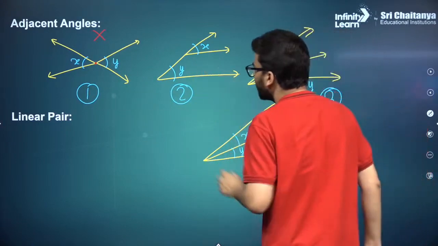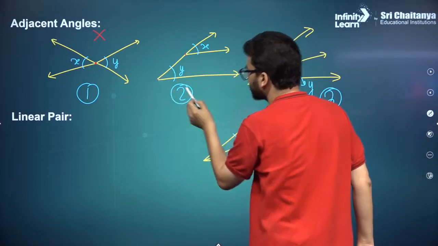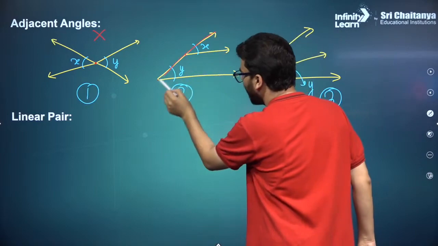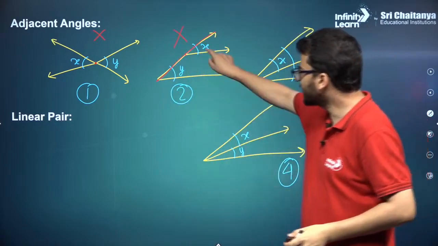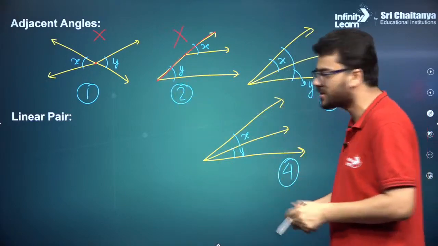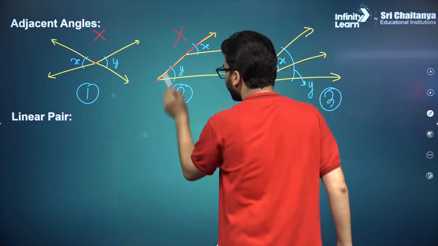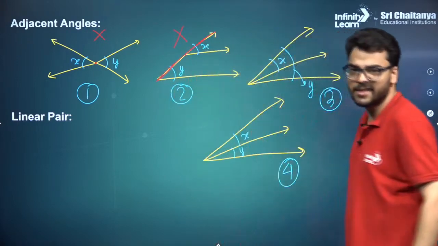Now in this case, these angles x and y do not have a common vertex. They have only a common arm. So therefore, these are not adjacent. Angles x and y do not have a common vertex because their vertices are different. But they have a common arm, still they are not adjacent.